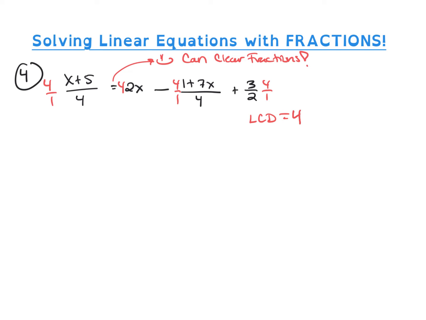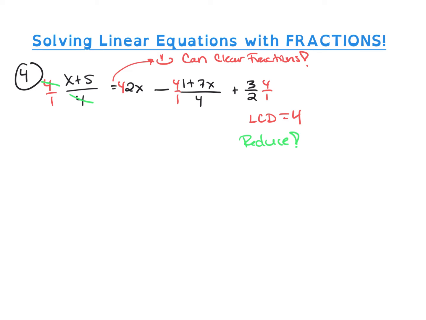Okay, the next thing that we want to do is clear those fractions, so we're going to reduce. It's really important to help yourself by reducing first before you do any kind of distributing. So in our first fraction, we have 4 over 1 and (x + 5) over 4, so those 4's are going to cancel. In the 2x part, nothing cancels there, so we're going to leave that. That's going to become 8x.